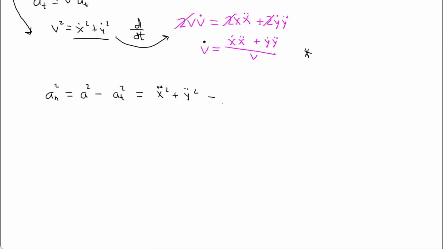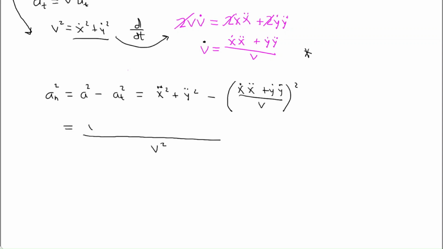Forgot that dot just a minute ago here. So let's square that. So x dot, x double dot plus y dot, y double dot over v, all squared. First of all, let's just recognize we need to get a common denominator. So that common denominator is going to be v squared.